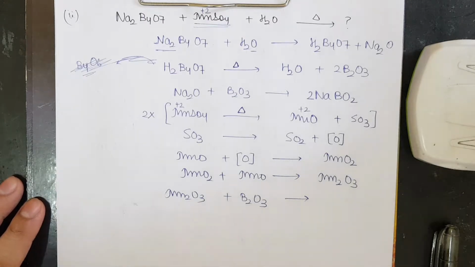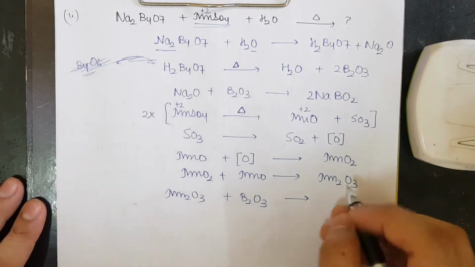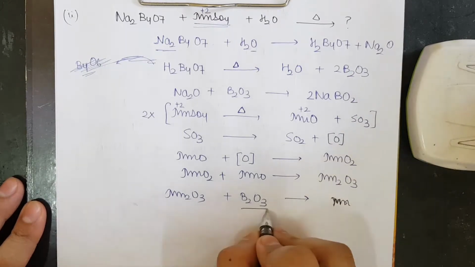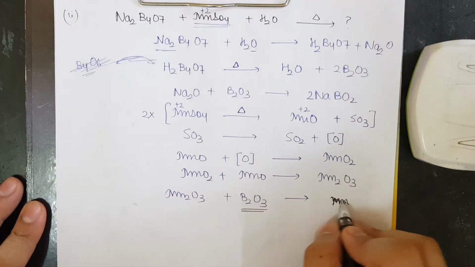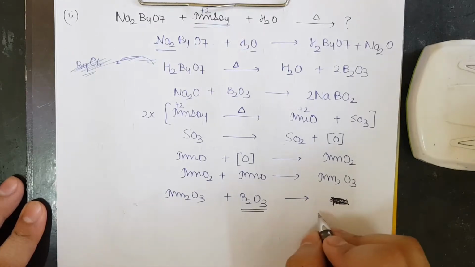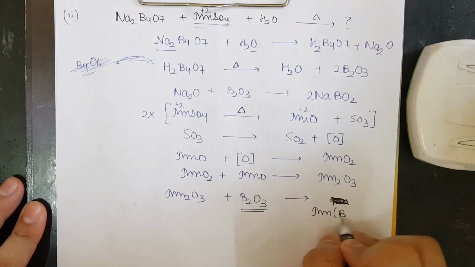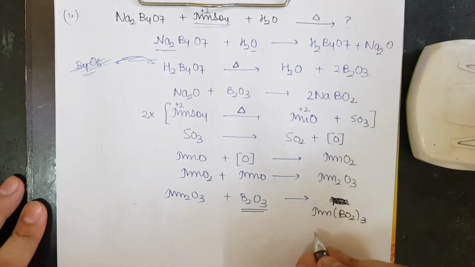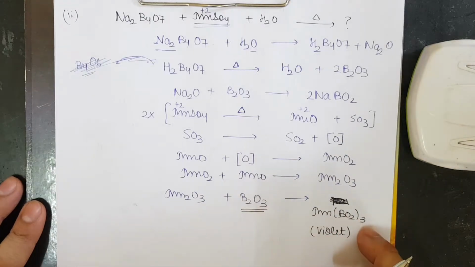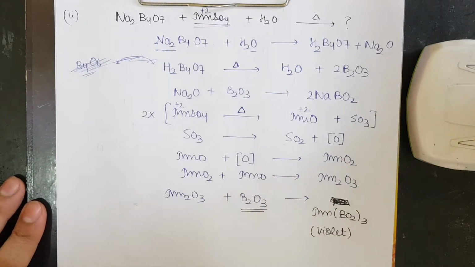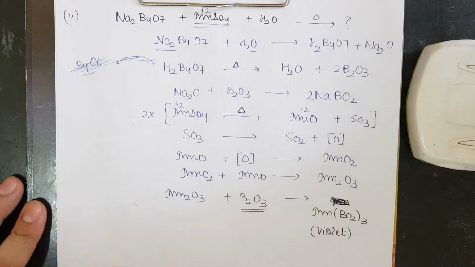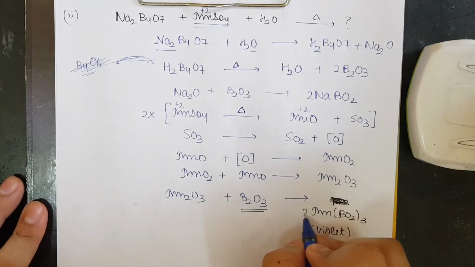If you know from the qualitative analysis, the final product comes as Mn. Now see, whenever B2O3 is present in the solution, this should give you a feeling that a bead would form. So we have Mn(BO2)3. These kind of structures are very famous for the violet color beads. So Mn(BO2)3 is formed. Now in order to balance it, you need to see we have 2 Mn here. So we multiply this equation by 2. Only this factor by 2.